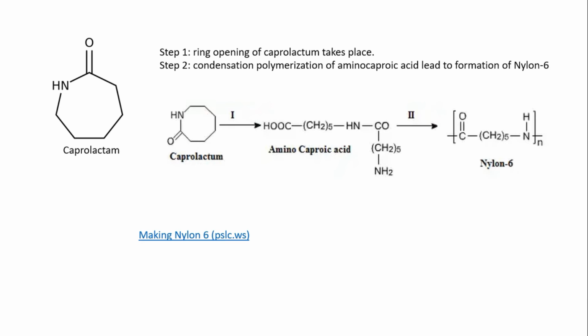When it comes to nylon 6, the main raw material is caprolactam. Here caprolactam undergoes ring opening polymerization and forms aminocaproic acid, and it again undergoes condensation polymerization to form nylon 6. If you want to know more details on the mechanism of nylon 6 formation, please visit the website.